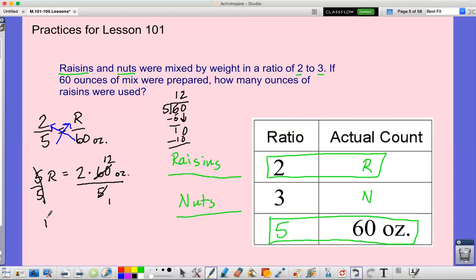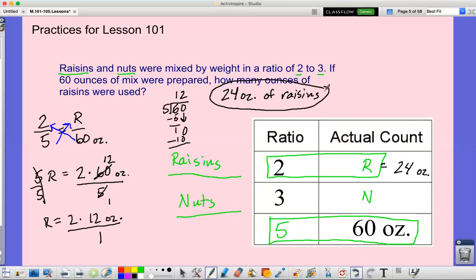Now all that's left is R equals 2 times 12 ounces divided by 1. And I hope, maybe you don't know, but hopefully you know what 2 times 12 is. 2 times 12. That'll tell you that this R equals 24, and you can see the only label remaining is ounces. So in that case, the answer is there's 24 ounces of raisins. That would be the answer to the question that's being asked.